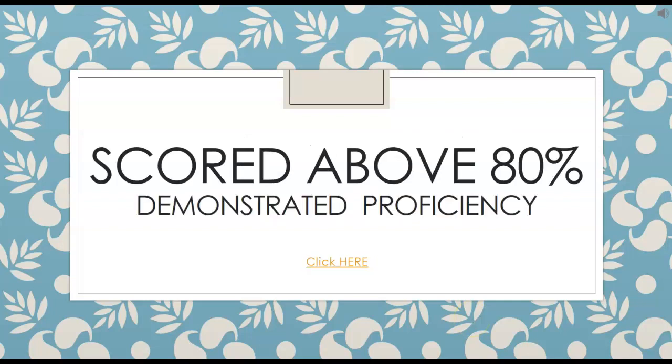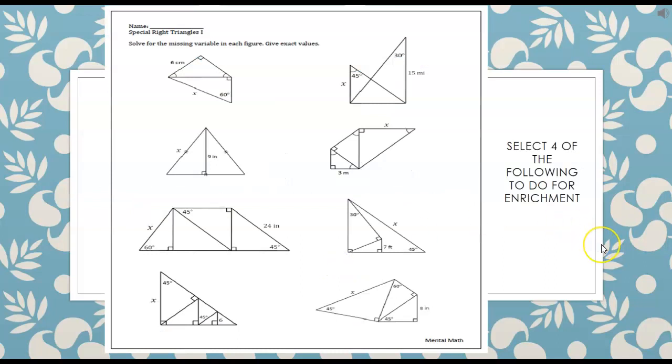The first group I'm going to discuss is those students who scored above an 80%, which means they demonstrated proficiency. I found a worksheet online as an enrichment for them. I liked this worksheet because it incorporated both sets of triangles inside different shapes as well.